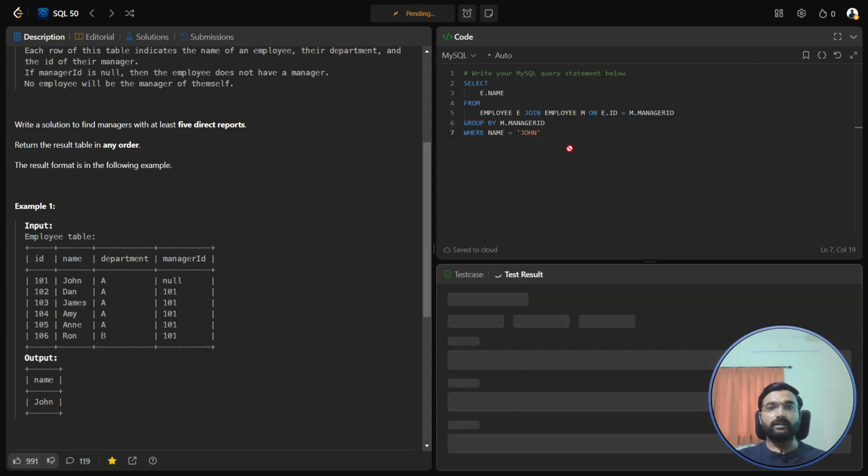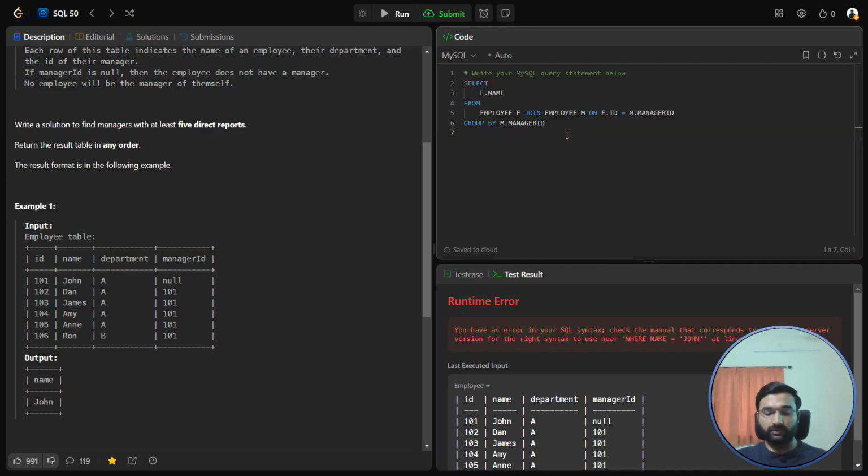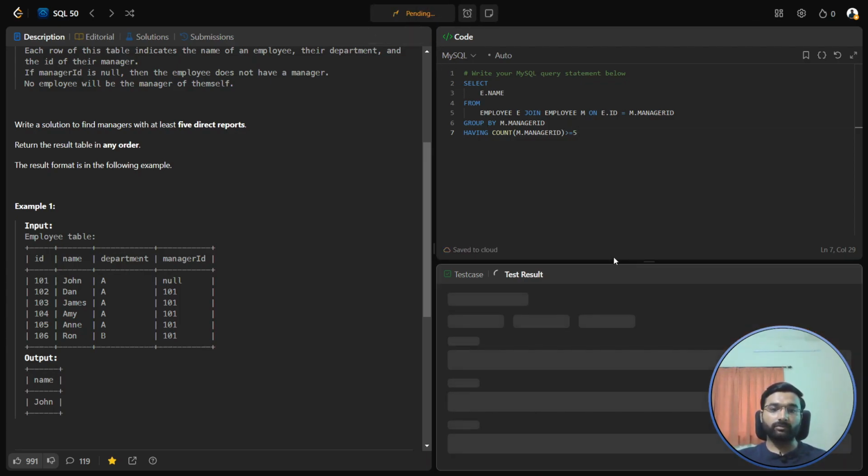Okay, it threw an error saying this line has a problem, because the order is wrong over here, right? So when I have to put a condition after grouping, I will have to use HAVING. Having the count of m.manager_id, sorry, I have to count it, right? Having the count of m.manager_id greater than or equal to 5. Only when I do this, I think we can get our output.